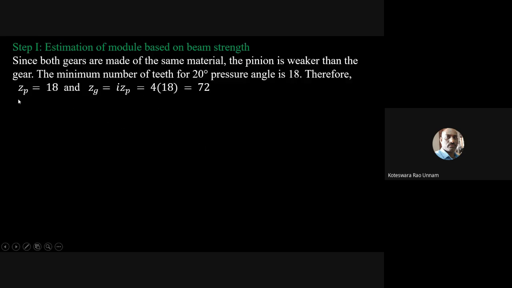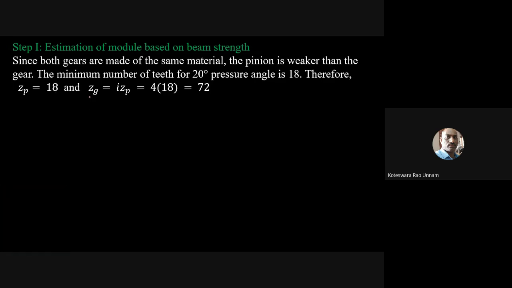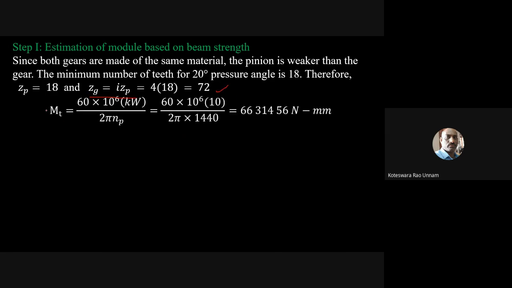We considered the number of teeth on the pinion as 18 and calculated the number of teeth on the gear as 72. Then we need the torque, because we need to calculate P effective. The beam strength equation is also based on P effective only. So for that you require MT. The formula for MT is this one.